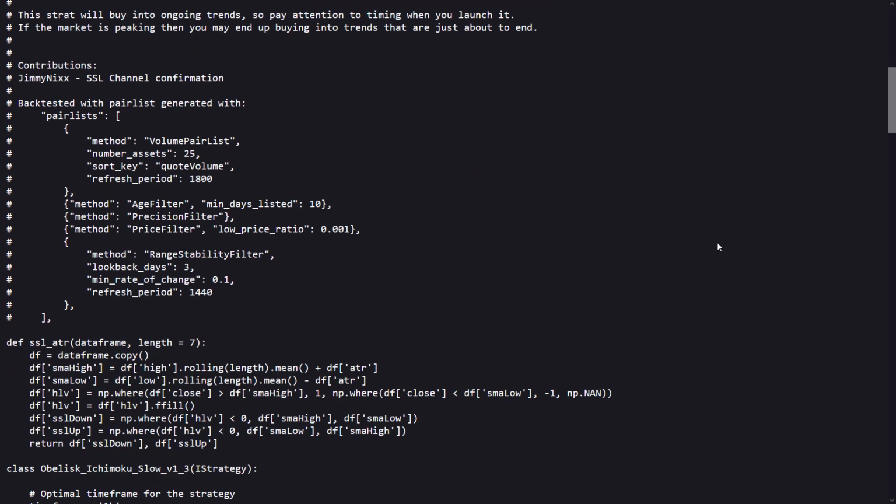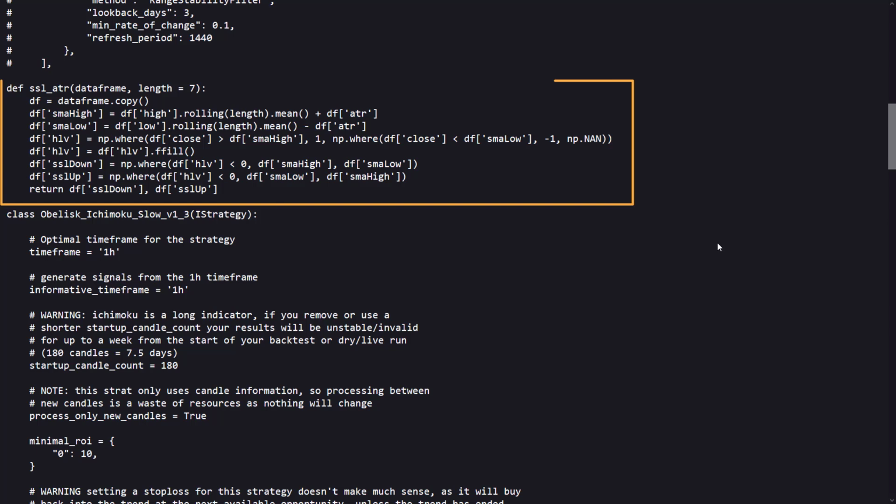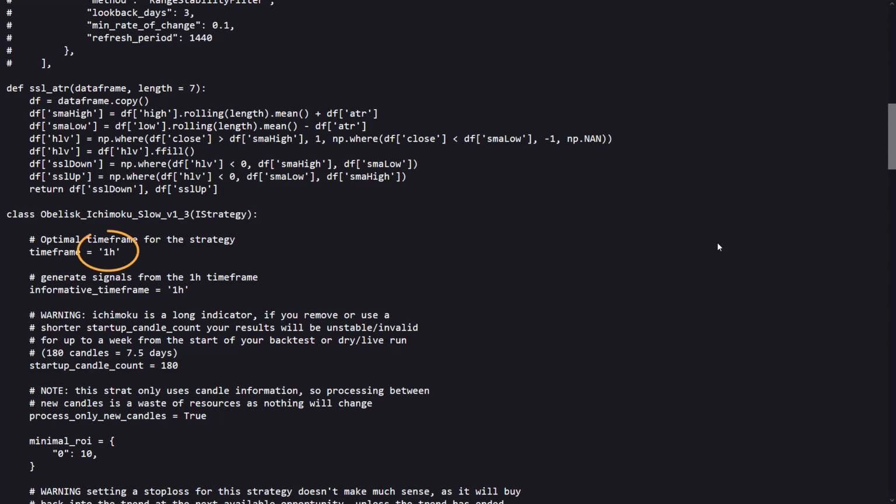The code starts with the definition of an SSL ATR indicator that will be used in the algorithm later on. And this strategy is made up with a 1 hour time frame in mind, probably because the author had the best test results at this time frame. It uses a startup time of 180 candles to let it create the indicators in a correct way.